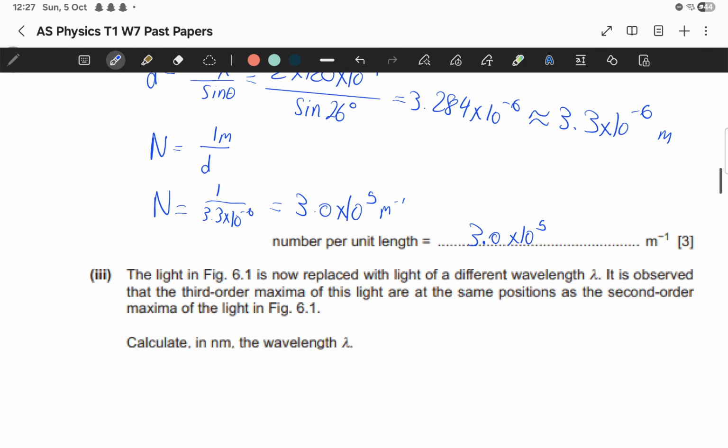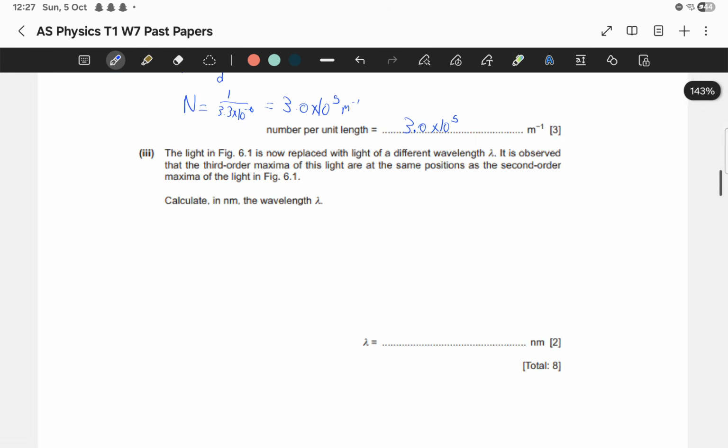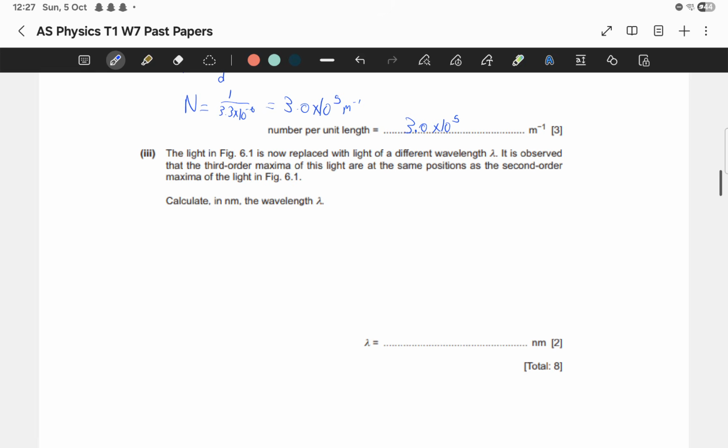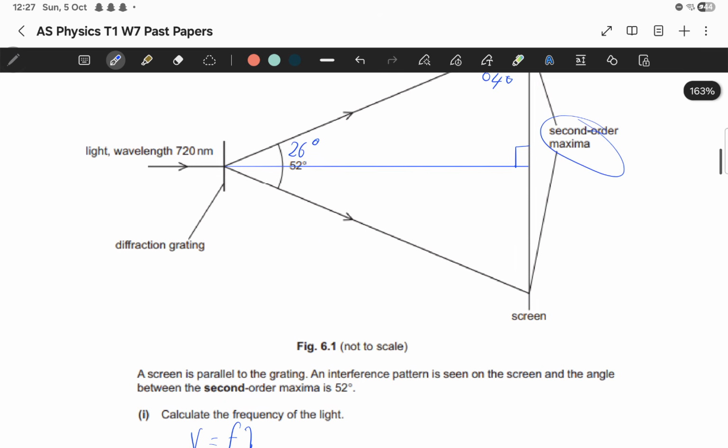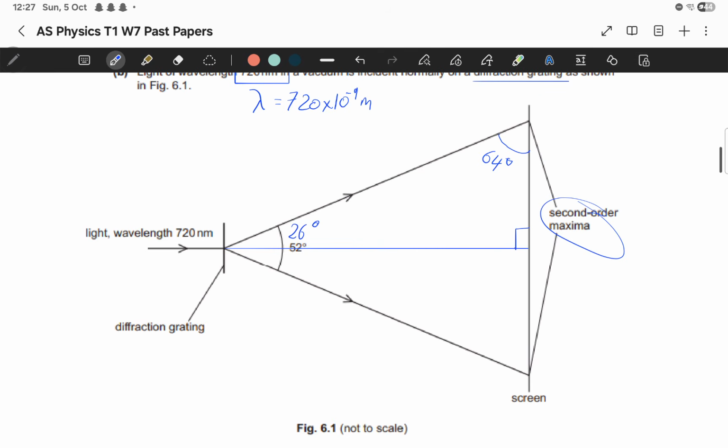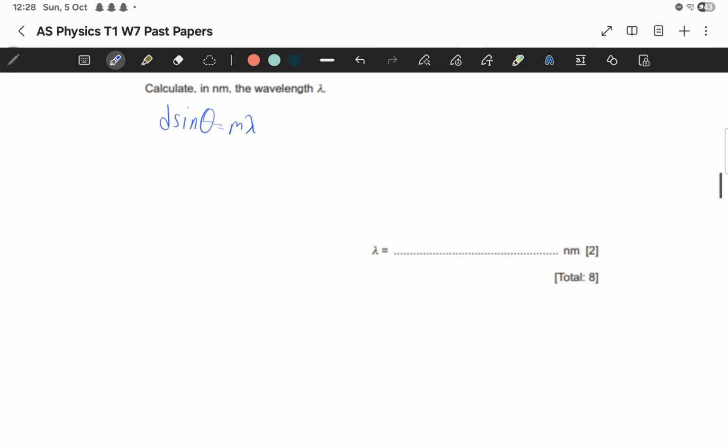Okay, moving on. The light of figure 3.1 is now replaced with a light of a different wavelength lambda. It is observed that the third order maximum of this light are at the same position as the second order maximum of this in figure 6.1. Okay, so we're gonna use d sine theta equals m lambda. Again, why? Because they said they're at the same position, so they have the same angle, right? 26 degrees here. Except instead of this, it's gonna be third order maximum, right?